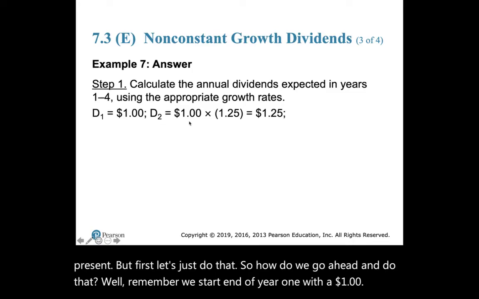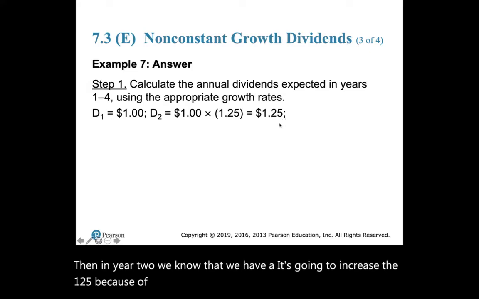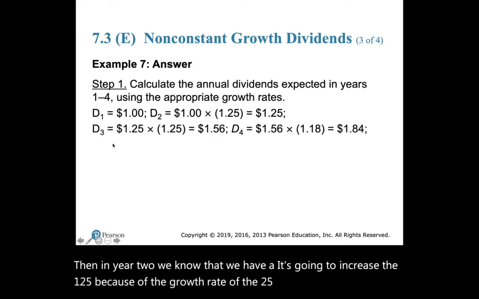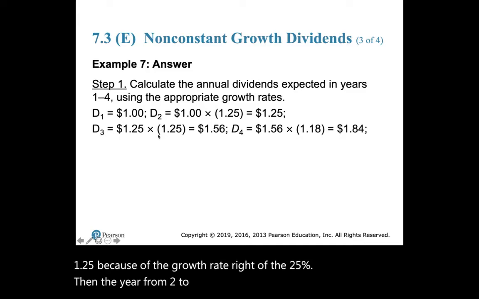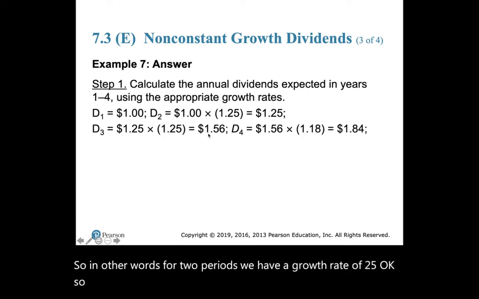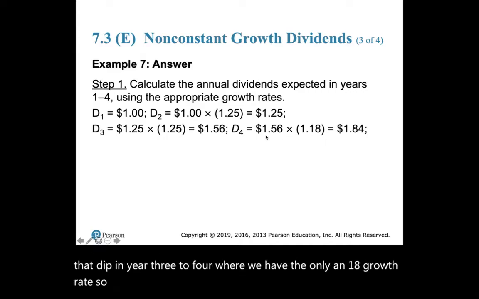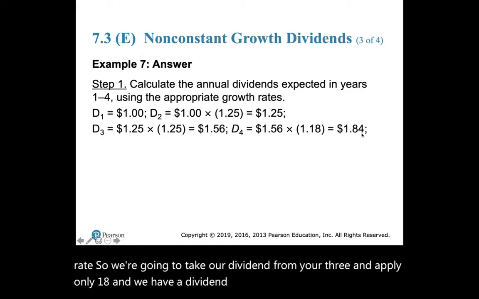Then in year 2, we know that it's going to increase to 1.25 because of the growth rate of 25%. Then the year from 2 to 3, we still have that same growth rate. So in other words, for 2 periods, we have a growth rate of 25%. Okay, so the end of year 3, we have the 1.56. And then finally, there's that dip in year 3 to 4 where we have only an 18% growth rate. So we're going to take our dividend from year 3 and apply only the 18%, and we have a dividend of 1.48. So we've calculated the first, basically, 4 annual dividend payments.